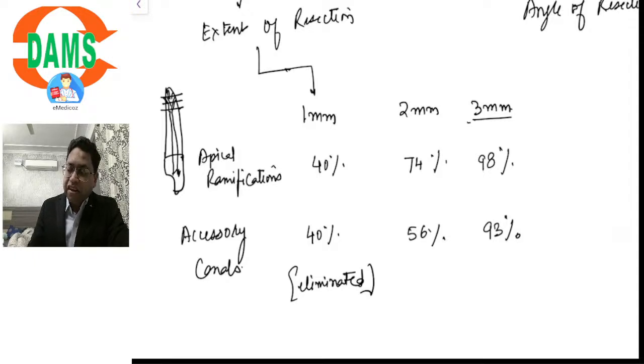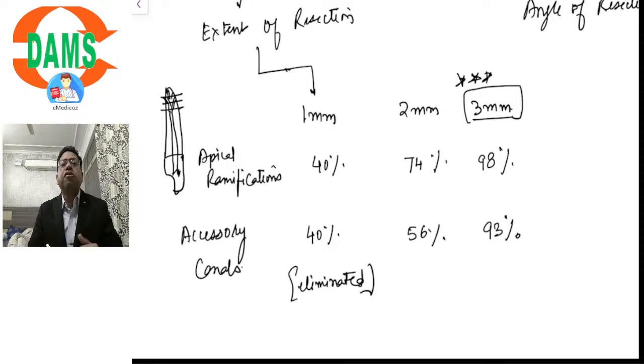As we can see, 3 millimeter, it is the most recommended extent of resection because it ensures the maximum removal of accessory canals and apical ramifications, which are the structures that can harbor numerous necrotic microorganisms and pulpal tissue, which has to be removed during surgery.